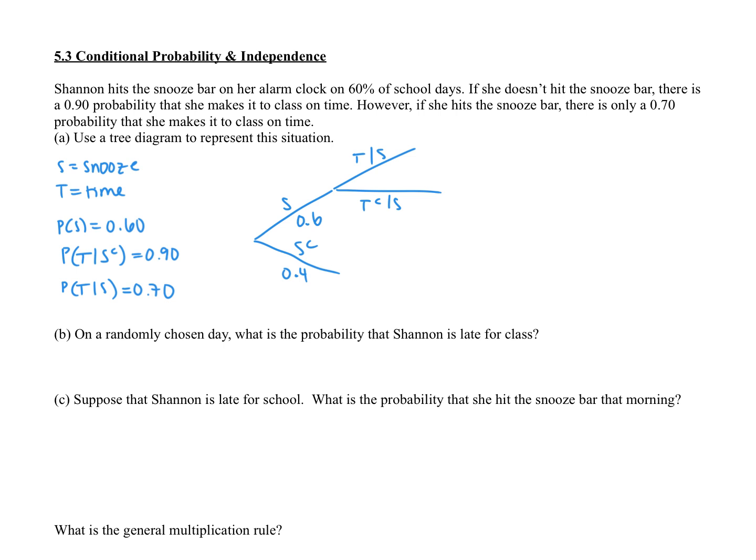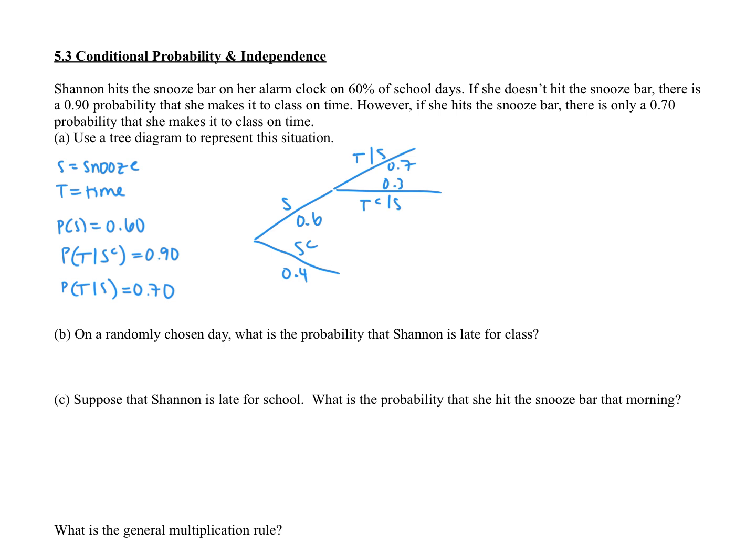Now we know one of them, T given S. So that is 0.7. If we already know she hit snooze, 70% of the time she's on time. So the rest of the time then, she's late. So that one is 0.3.